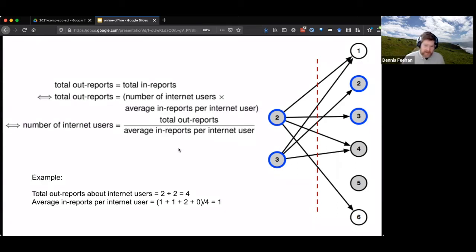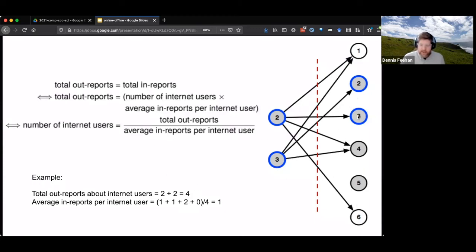Just to make this a little bit more concrete, let's look at this picture here. How many out reports are there about internet users? Well, this first respondent reports 2 different people who use the internet. So there's 2, plus the second respondent also reports 2 people who use the internet. So there's a total of 4 out reports about internet users.